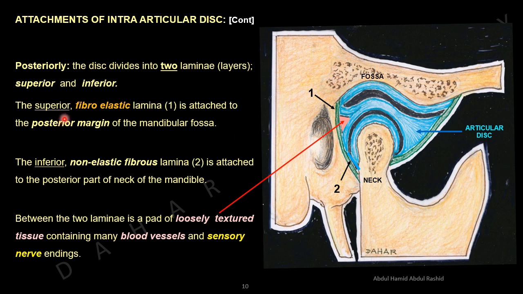The superior lamina is fibroelastic. The inferior lamina is non-elastic fibrous tissue. Between the two laminae there's a little gap here. It is filled with a pad of loosely textured tissue containing many blood vessels and sensory nerve endings.